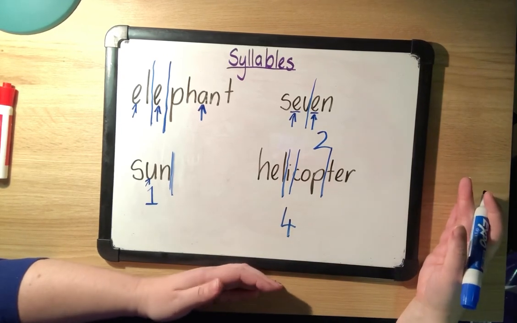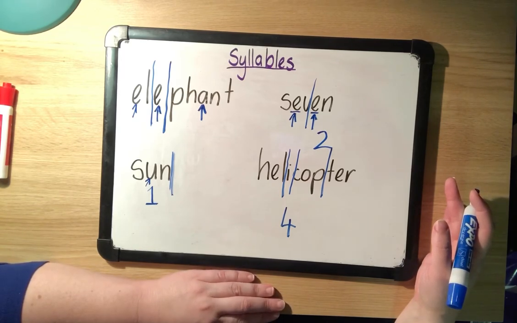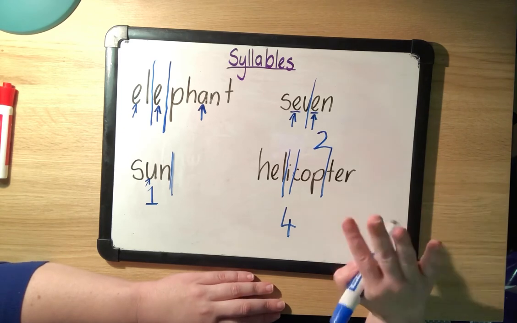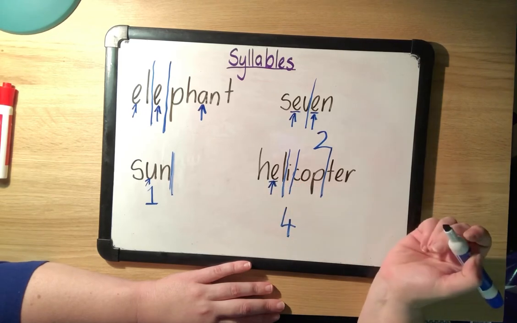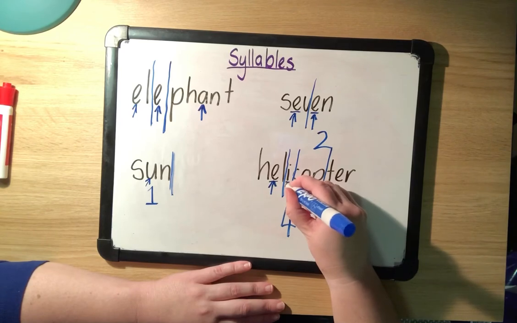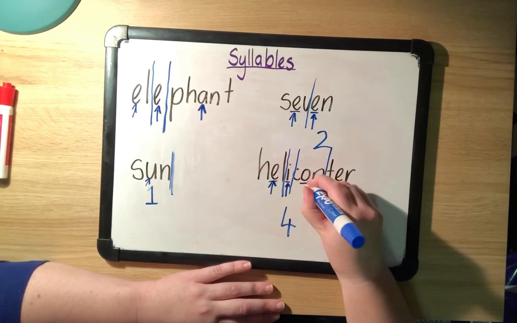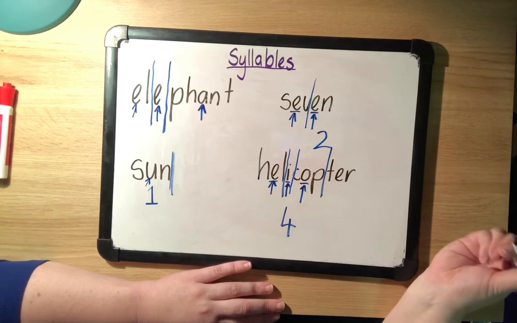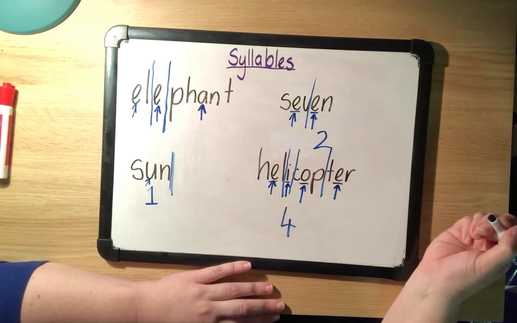How many vowels or vowel sounds are there in the word helicopter? You're correct. There should be 4. So here's our first one in hel. We've got an E. Heli. There's our I. Helicop. We've got an O there. Helicopter. We've got an E. So each of those 4 syllables has a vowel.